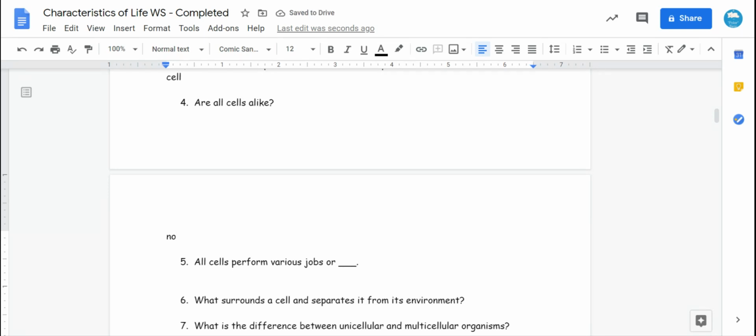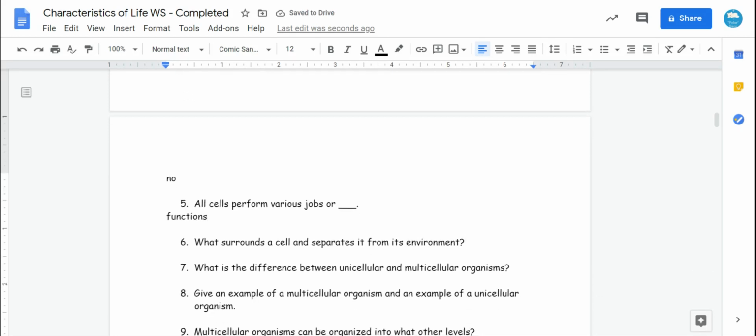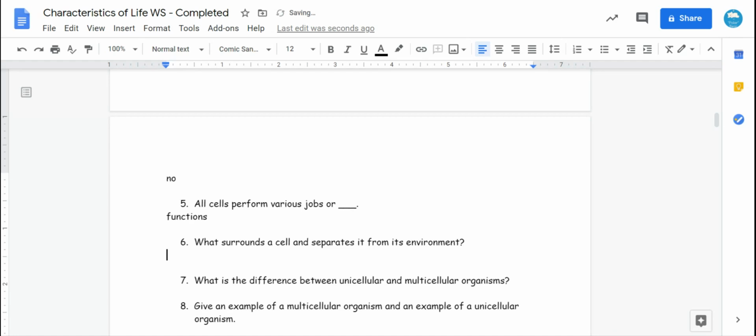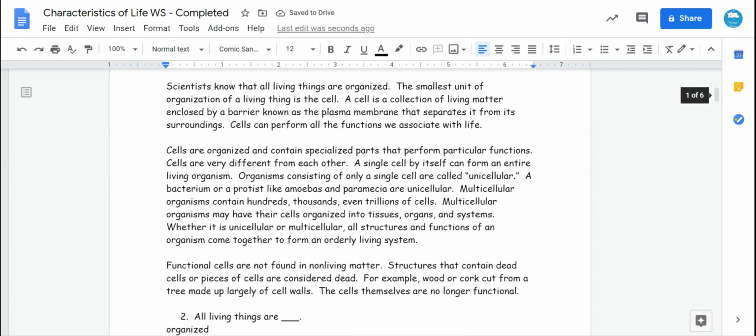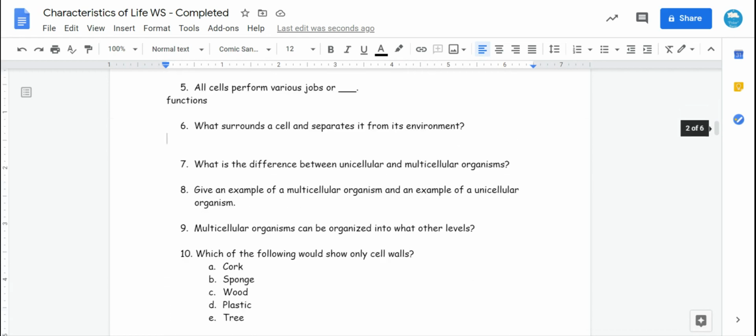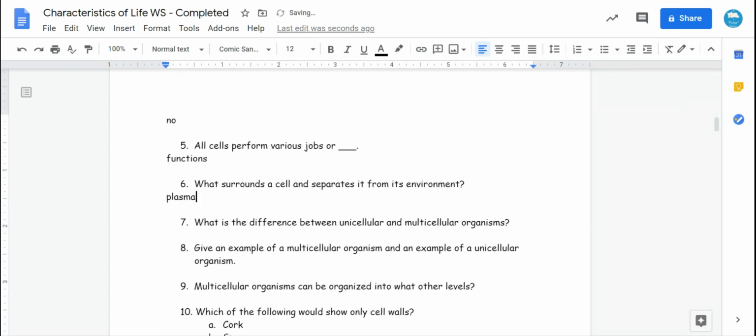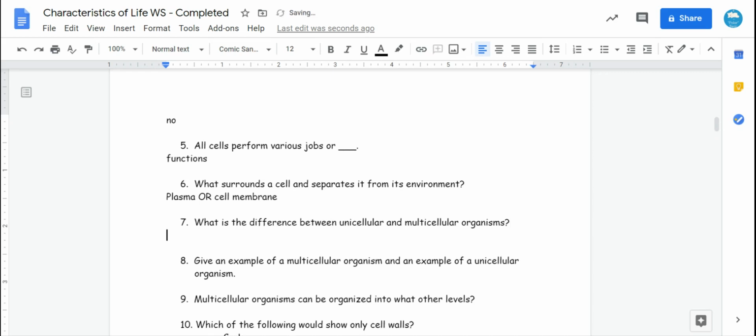Number 5, all cells perform various jobs, or that would be functions. Number 6, what surrounds a cell and separates it from its environment? Talks about that up here, and it talks about the plasma membrane or the cell membrane. We'll talk about that later in this chapter. Or cell membrane. However you say it's fine. I usually say plasma membrane, but either way, same thing.